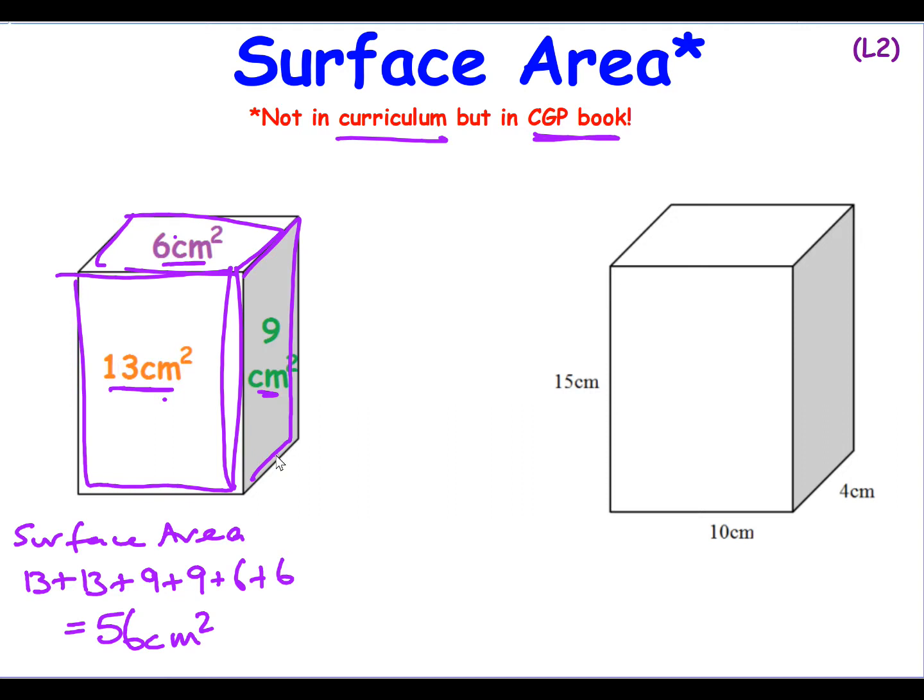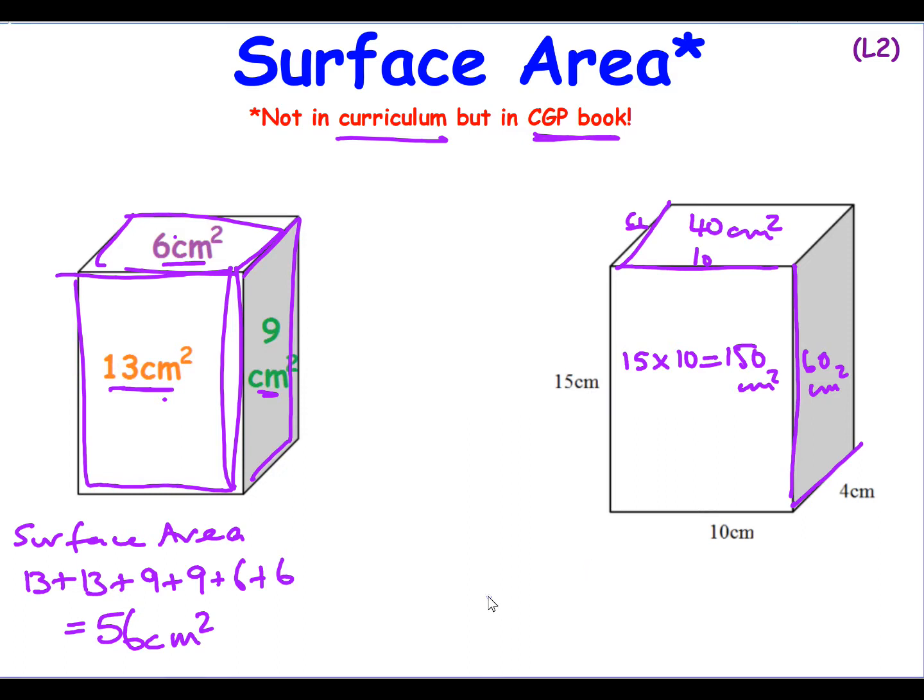Have a go at the one on the right and see if you can work out the surface area for the cuboid on the right. The starting place is to work out the area of the 3 faces that you can see. So this one here, that's at the front, is 15 times 10, which is 150 centimeters squared. This side is 4 times 15, which is 60 centimeters squared. And the top is 10 by 4, which is 40 centimeters squared.